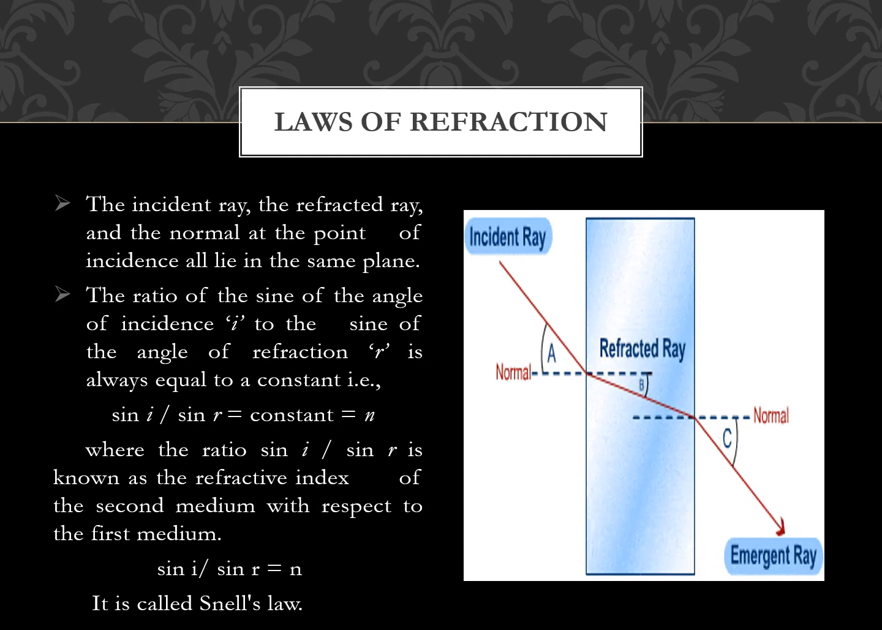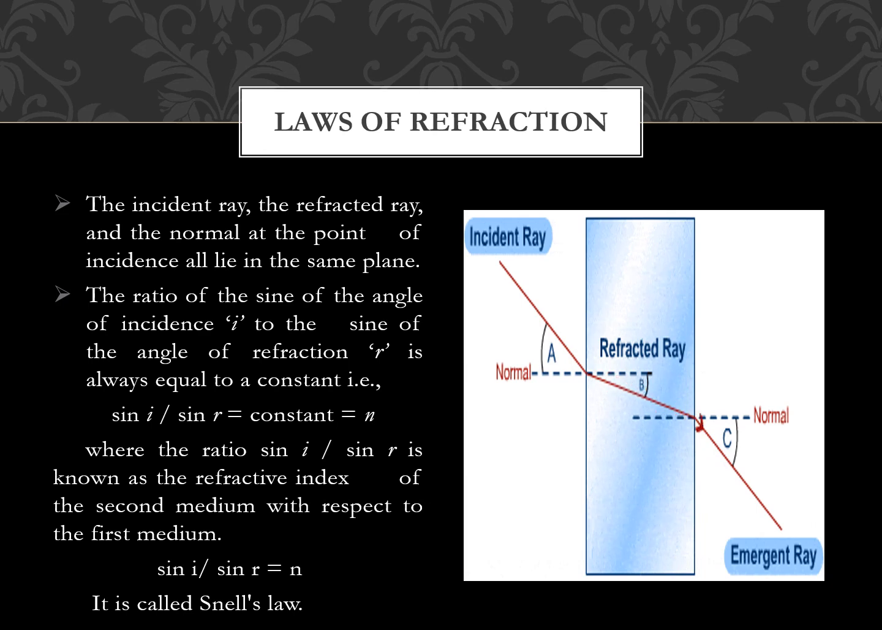Now by the above experiment we conclude the laws of refraction. What are the laws of refraction? Number 1, the incident ray, the refracted ray, and the normal at the point of incidence all lie in the same plane. As you can see, the incident ray, when it strikes the surface, and the normal at the point of incidence where the incident ray strikes the surface, and at the same point this incident ray will bend or refract. So all the three rays lie on the same plane.